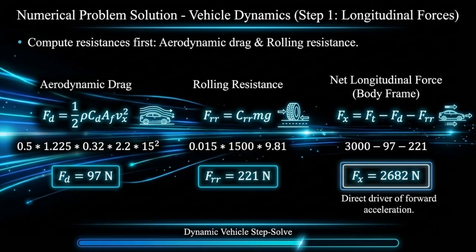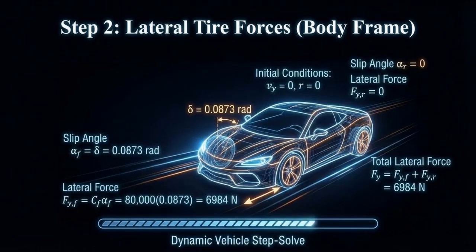We first compute the resistive forces acting against motion, the aerodynamic drag, and next the rolling resistance. Both resistive forces act opposite to motion. Starting from a traction force of 3,000 newtons, we subtract drag and rolling resistance. Mathematically, net longitudinal force equals traction minus aerodynamic drag minus rolling resistance. This gives a net body frame longitudinal force Fx equals 2,682 newtons. This force is the direct driver of forward acceleration in the vehicle. At the initial moment, the lateral velocity is 0, and the yaw rate is also 0.